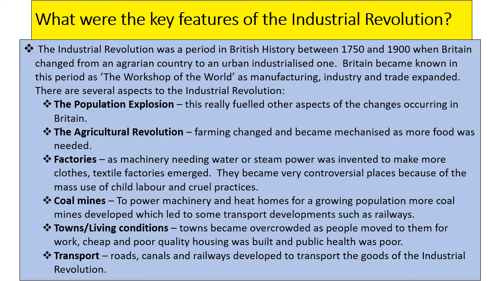So people like Thomas Telford built roads, canals were built, and railways developed. One of the first trains was built by George Stephenson. You may have heard of the Rocket, 1829. So that's a quick run through the Industrial Revolution.